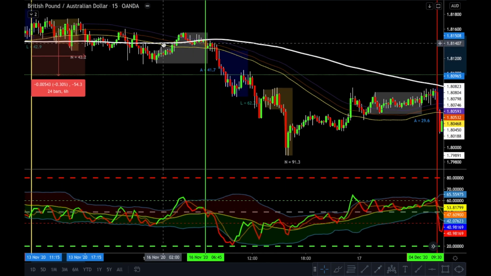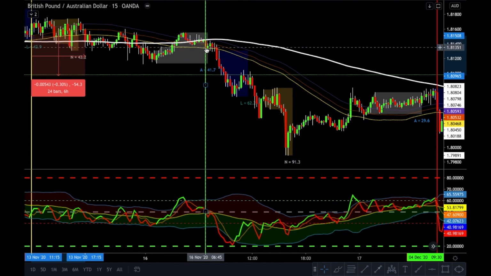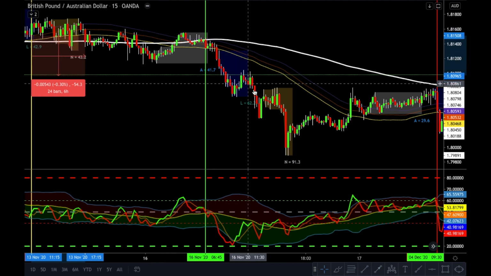Now here I would have taken this trade. As you can see, the Lakers lines are edging down through the 200 moving average, we can see the TDI cross was here and price was underneath the 200 moving average. So it's a stronger confluence for me to say I could take this sell.